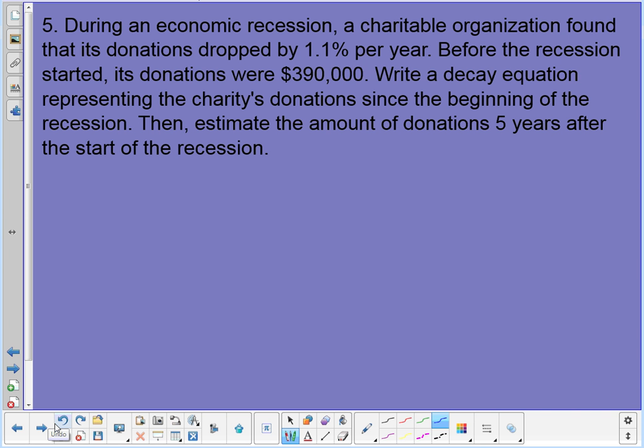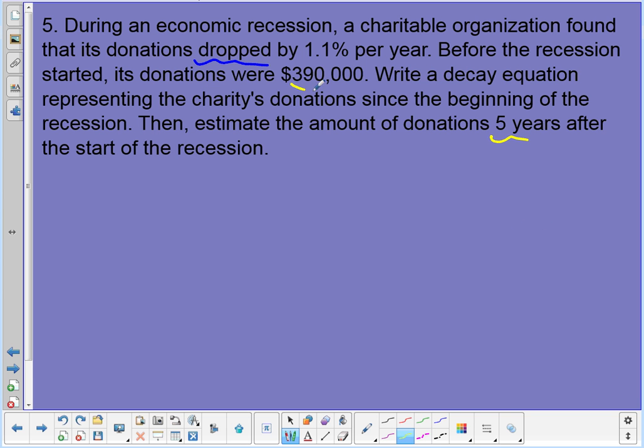Number 5, during an economic recession, a charitable organization found that its donations dropped, keyword, by 1.1% per year. Before the recession, its donations were 390,000. Write a decay equation representing the charity's donations since then, and estimate the donations after 5 years.